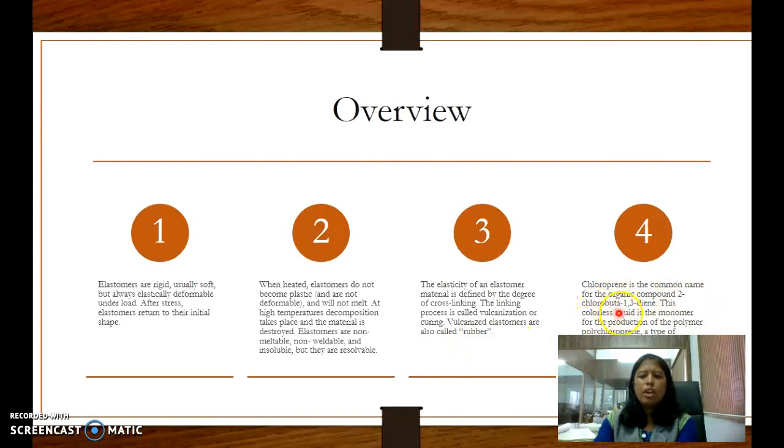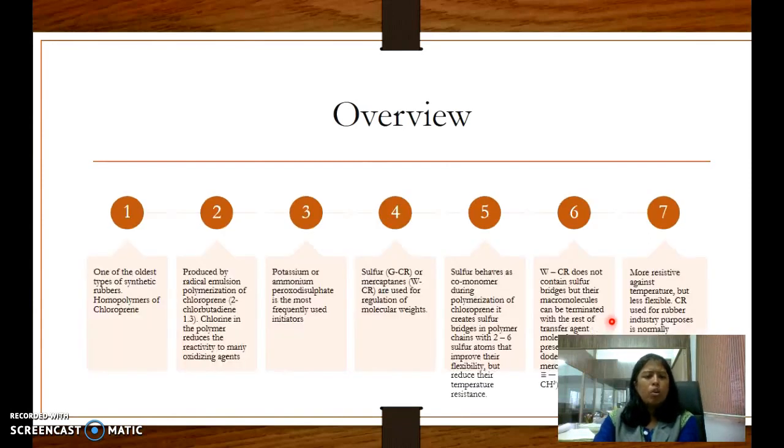Chloroprene is the common name for the organic compound 2-chlorobuta-1,3-diene. One of the oldest types of synthetic rubber is chloroprene. It is a homopolymer of chloroprene produced by radical emulsion polymerization of 2-chlorobutadiene-1,3, or it is also called 2-chloro-1,3-butadiene. Chlorine in the polymer reduces the reactivity to many oxidizing agents.